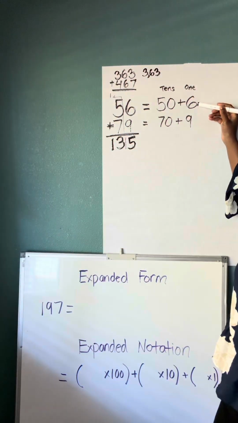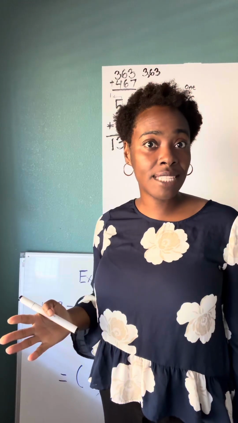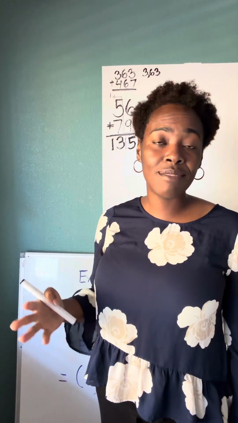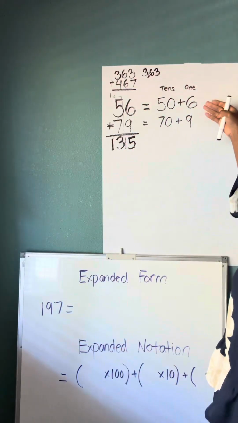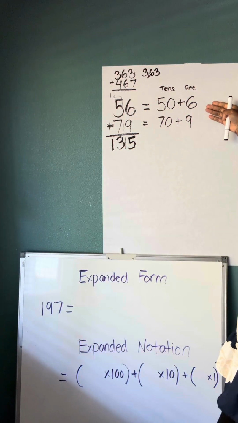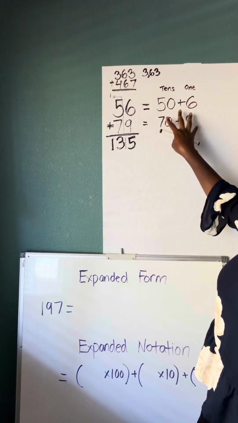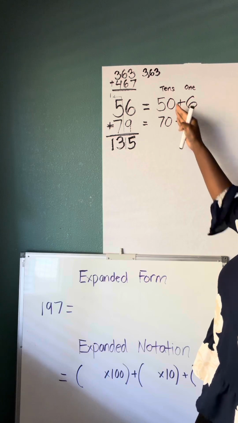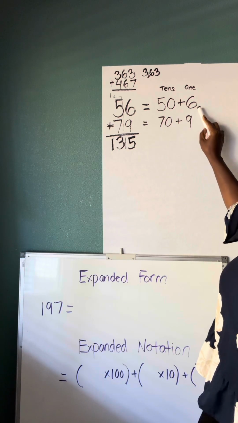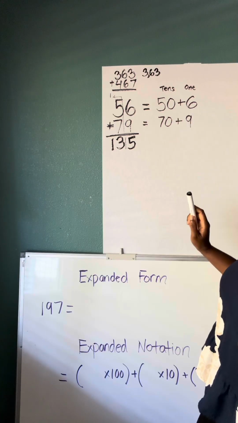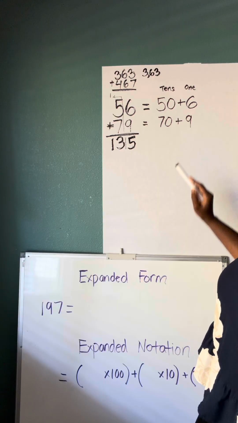Your children have received some information on expanded form. We've been talking about place value, we've been multiplying, we've been dividing, we're still working on multiplication and division, okay? But we're also talking about expanded form. Now, expanded form is when we take a number and we expand it according to the ones place, the tens place, and hundreds place. So you'll see here, 56 has been expanded into 50 plus 6. 79 has been expanded into 70 plus 9.